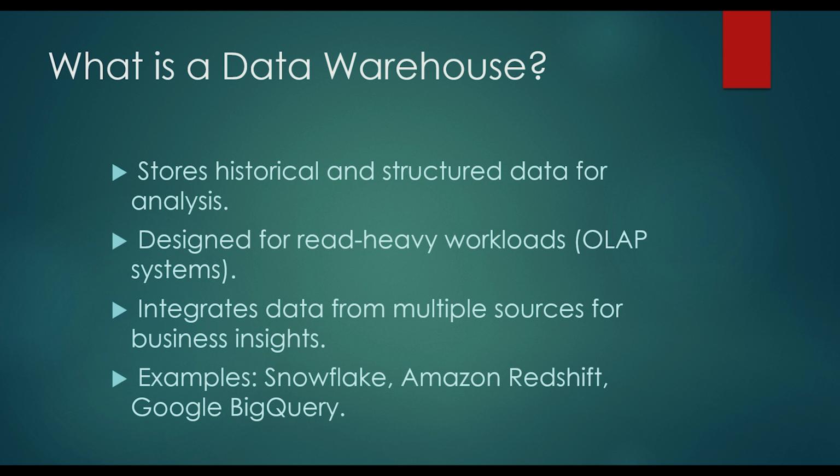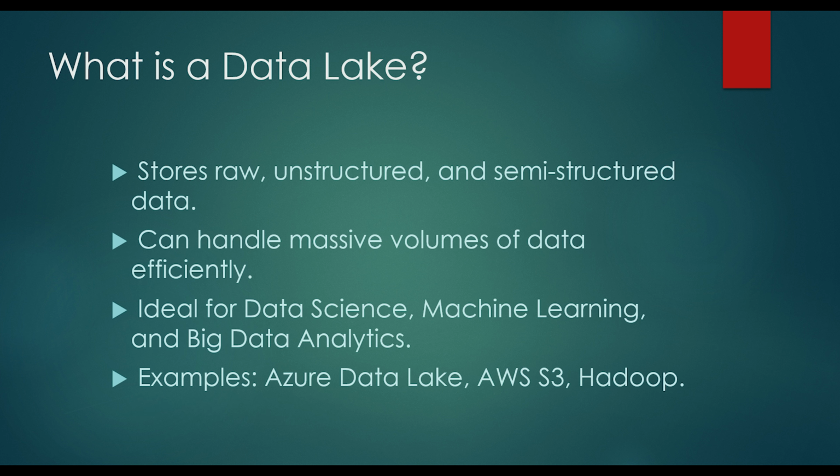What is a data warehouse? A data warehouse stores historical and structured data for analysis. It is designed for read-heavy workloads like OLAP systems, which is online analytical processing systems. A data warehouse integrates data from multiple sources for business insights. The examples of data warehouses are Snowflake, Amazon Redshift, and Google BigQuery. Let's move on to the next slide.